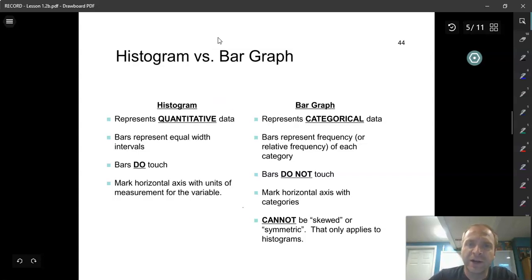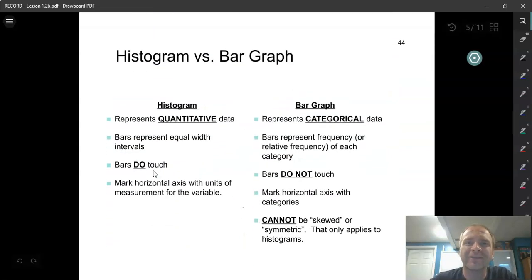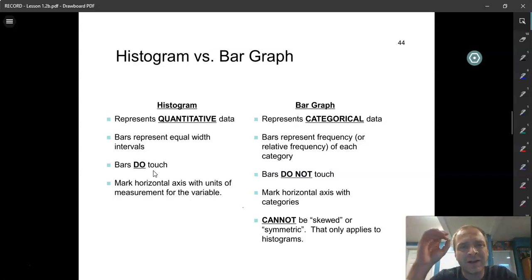If you think about the histograms we've been doing, the order does matter because the classes are based on intervals: 0 to less than 5, 5 to less than 10, 10 to less than 15, and so on. But a bar graph is categorical, so the order you place the bars does not matter. Histograms are for quantitative data, bar graphs are for categorical data. That is probably the most crucial difference, and that's why we did the first lesson on the difference between categorical and quantitative data.